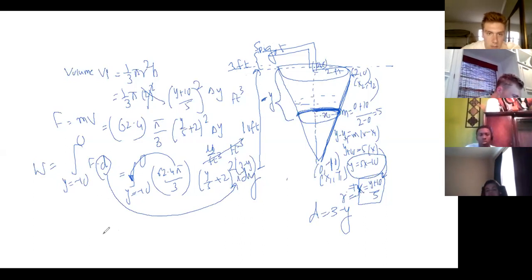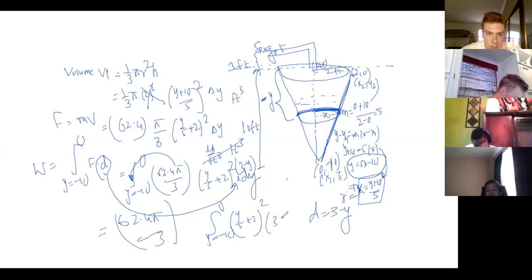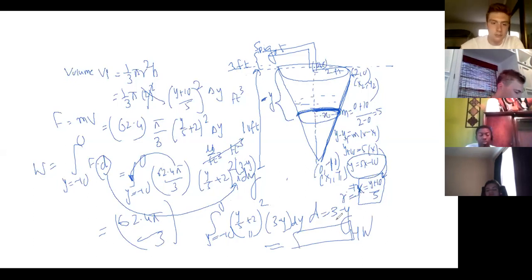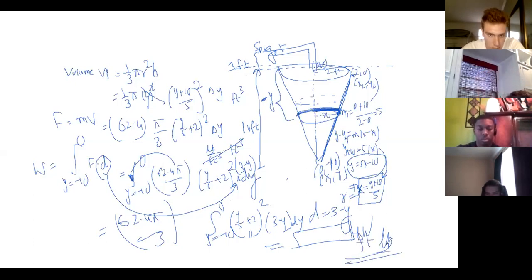Now the ball is in your court. W is equal to 62.4 pi divided by 3, a constant, pull it out, integration from y equal to -10 to 0 of (y/5 + 2) whole square times (3 minus y) dy. First take (a + b) whole square, then multiply by 3 minus y, just term by term multiplication, and then go for term by term integration and that will give you the answer. So that is your homework. And you know the answer is always in terms of feet lb. Feet lb, that is the unit.